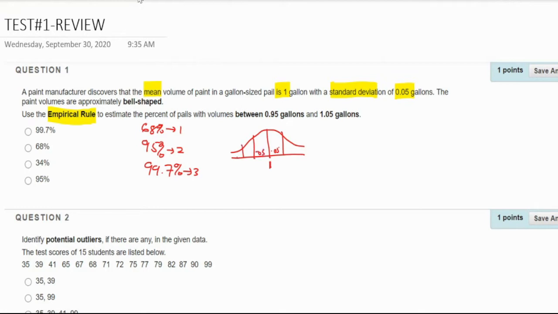I can make another one, and actually a third one, the second and then the third. But given that it's an exam, maybe I don't need all of them. When I move 1 to the right, that would be 1.05, and when I move 1 to the left, that would be 0.95. I just need this area, which is technically k equals 1. So if k is 1, then I'm looking at 68%. Are we okay with this?